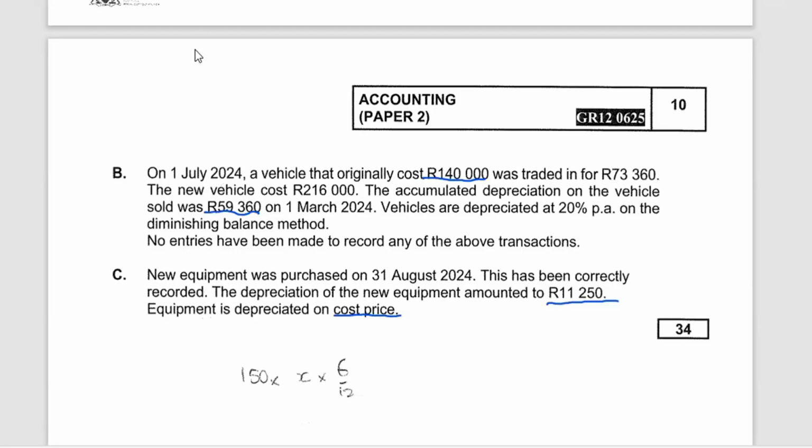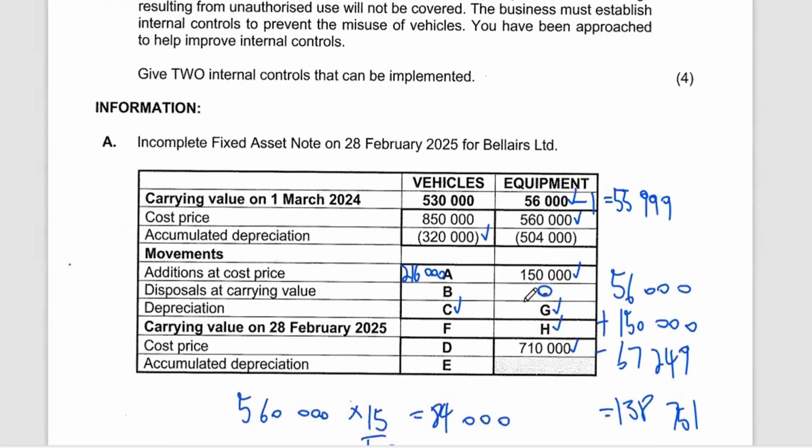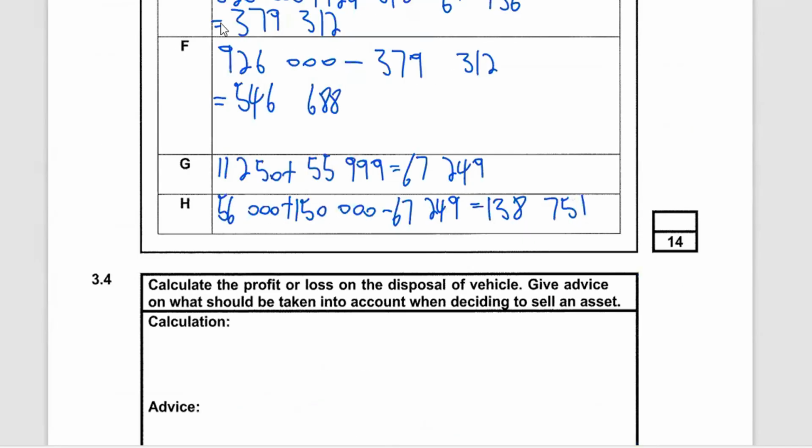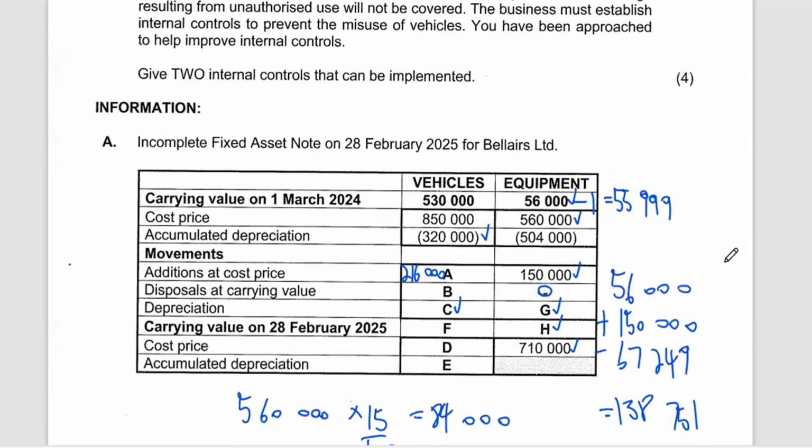So we're going to say we are at 140,000. Or let me check, do we have the disposals at carrying value? Let's go to our information B. So B, we have our disposals at carrying value, which is 75,264. So if we sold the vehicle for more than our carrying value, we have made a profit. And if we sell it for less than the carrying value, we have made a loss. So our carrying value is 75,264.